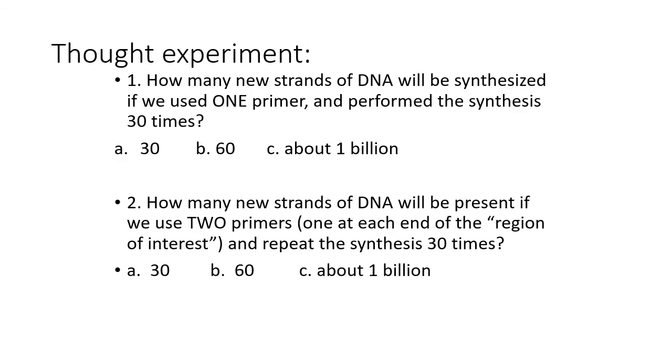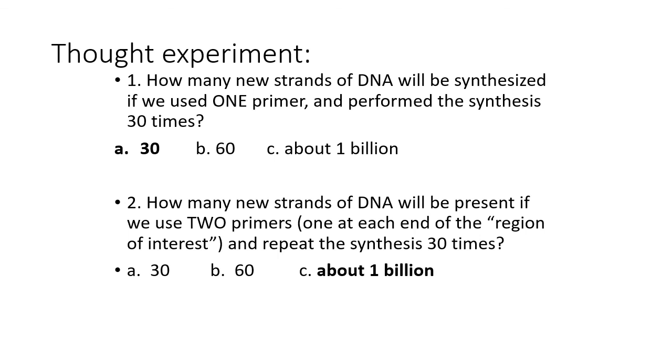Okay, thought experiment. How many new strands of DNA will be synthesized if we use one primer and perform the synthesis 30 times? How many new strands of DNA will be present if we use two primers, one at each end of the region of interest, and repeat the synthesis 30 times? Well, the answer to the first one is 30. If you have just one primer and you synthesize the strand 30 times, what you get is 30 strands, because the new molecules don't end up serving as templates for the next round. What you see is what you get: 30 strands.